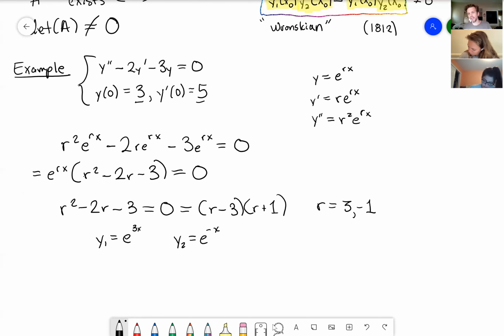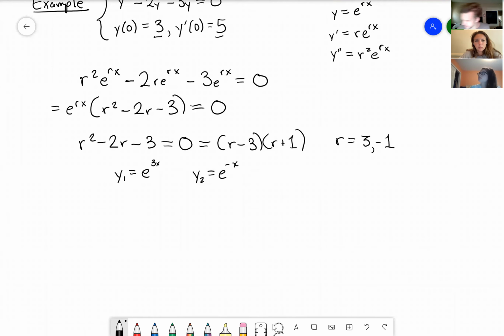And our hope is that these two things are sufficiently independent so that we can write every solution as a linear combination of these two. Are we doing okay on time? All right, we'll finish this example and then we'll call it a day.